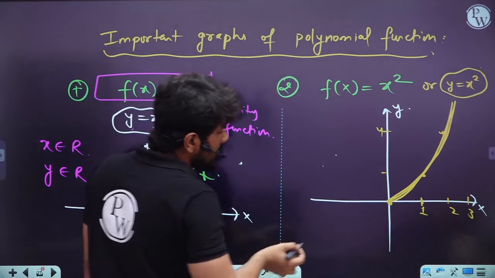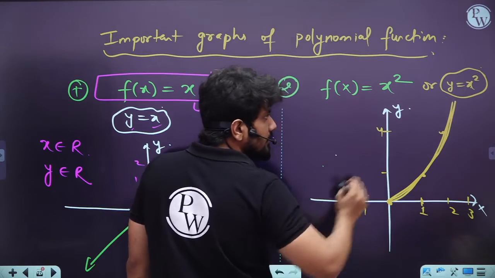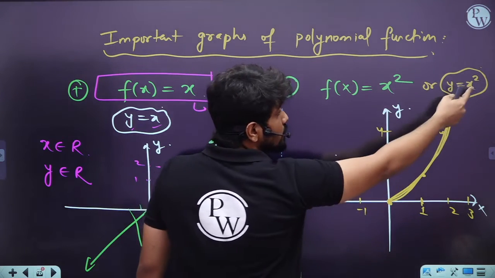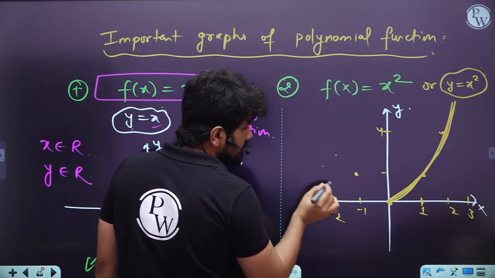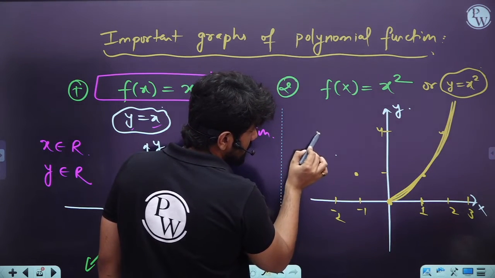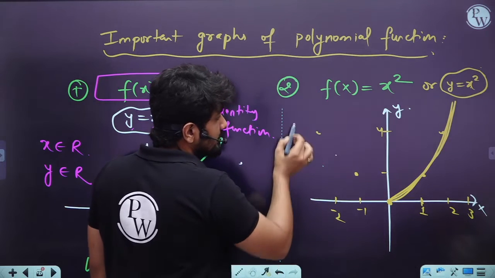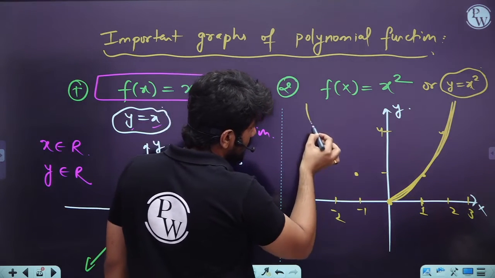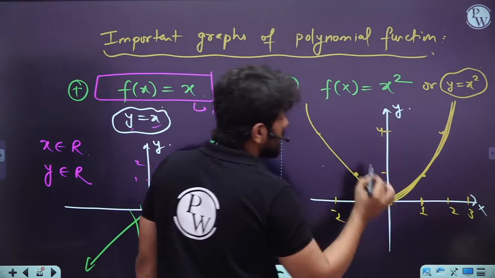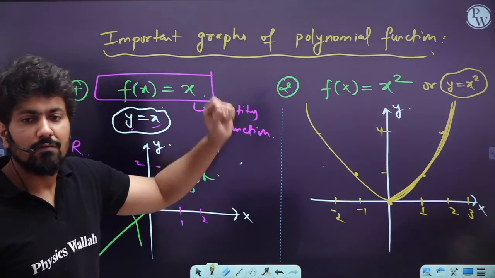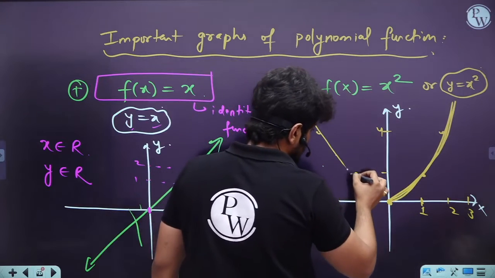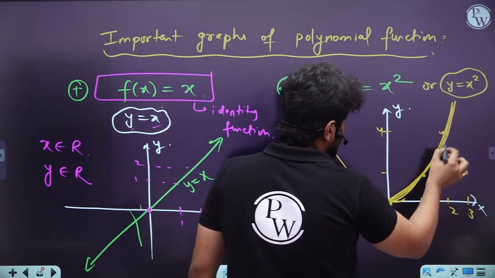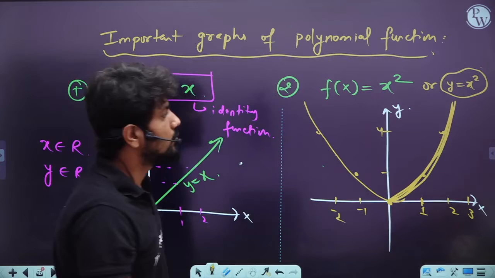In the similar way, when x is minus 1, what is the value for y? The square of minus 1 is again plus 1. When x is minus 2, what's the value for y? It will be plus 4. When x is minus 3, the value of y will be plus 9 and so on. So its graph will look like this. This is the graph of y is equal to x square, a parabola. Okay. The graph of y is equal to x square is a parabola.